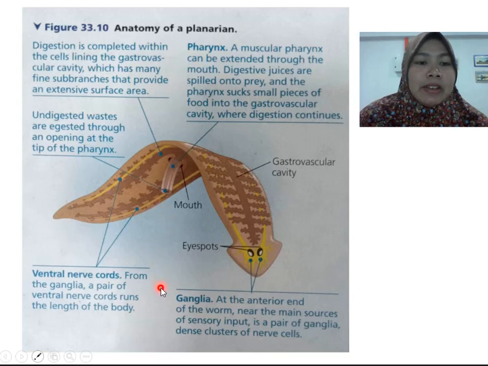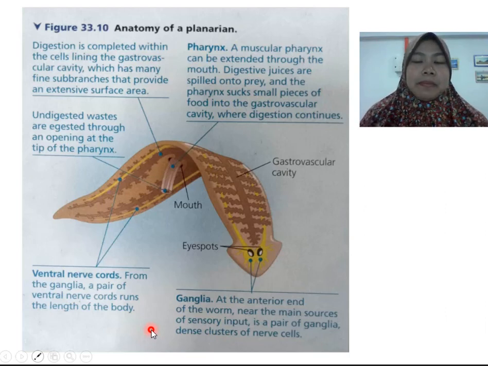Platyhelminthes show development of nervous tissue, meaning they show cephalization. They have a structure called ganglia and a ventral nerve cord. The main function of the ganglia is sensory, and they have a dense cluster of nerve cells. So they show a very simple cephalization and development of the nervous system.